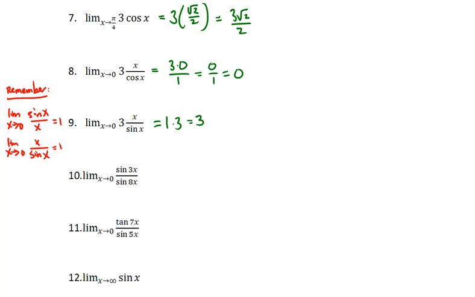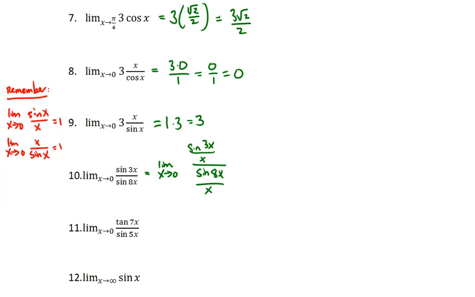And then when we multiply that by 3, we get 3. Next, number 10, we have the limit as x approaches 0 of sine of 3x over sine of 8x. And what we're going to do with this is to split this up, so I'm going to divide top and bottom by x. I'm trying to get it in the form sine of something over the same thing, limit as x approaches 0.